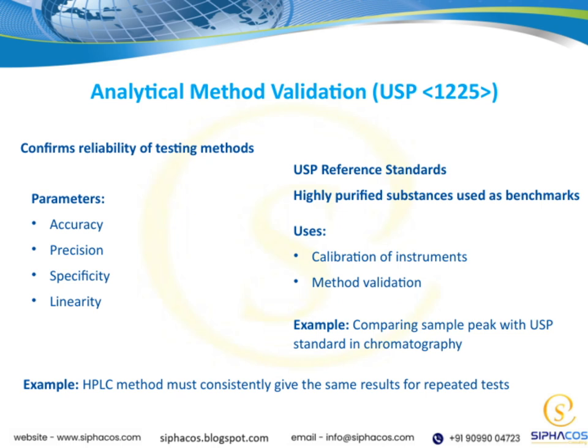These include accuracy, which tells us how close our measurements are to the true value; precision, which assesses the reproducibility of our results; specificity, ensuring our method accurately measures the analyte without interference; linearity, confirming that our method provides proportional responses across a range of concentrations. All these components work together to ensure our testing methods are robust, reliable, and compliant with regulatory standards, ultimately supporting the quality and safety of pharmaceutical products.